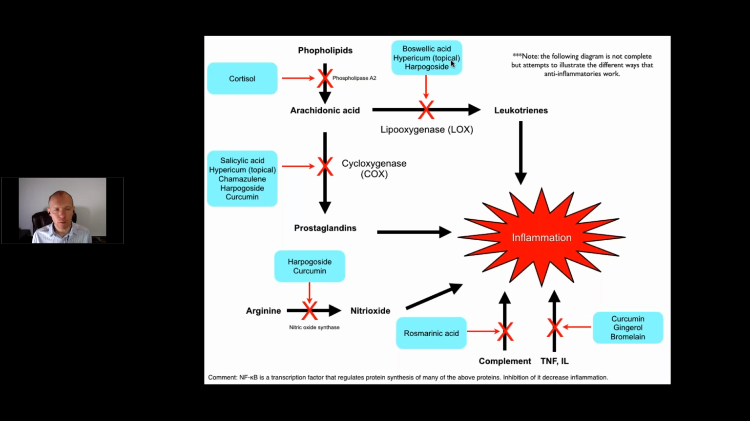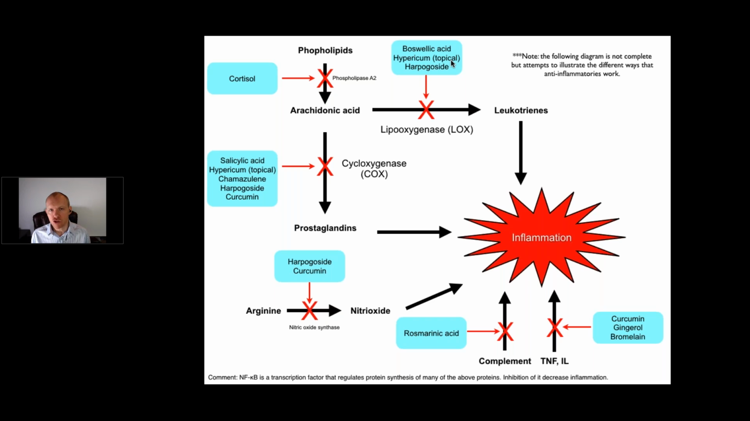And so the COX enzyme, we know that the cyclooxygenase enzyme is inhibited by phytochemicals that come from salicylic acid, found in lots of different things, including willow, hypericums, and St. John's wort. Chamazulene is found in chamomile. Harpagoside is from devil's claw. Curcumin is in turmeric. So lots of different, and that's a small list. I could find a lot more of them, but that's a good start.